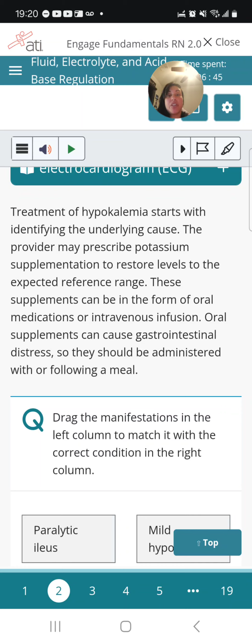For the interventions to treat hypokalemia, you can give them a supplementation to restore levels of it. There are supplements in forms of oral medications or intravenous infusion.